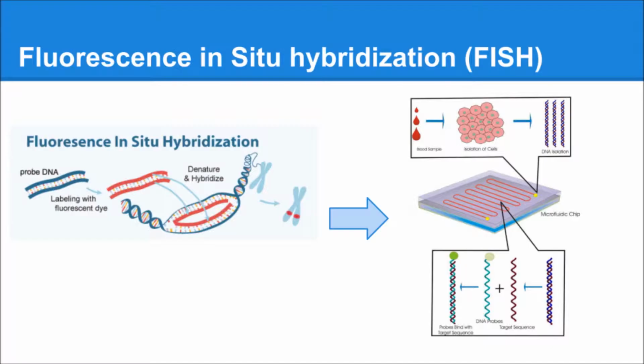Fluorescence in situ hybridization, or FISH for short, is a method used in biomedical research to detect DNA sequences using fluorescent probes. These probes hybridize with denatured sampled DNA. Using a fluorescent microscope, we can visualize the tag sequence.